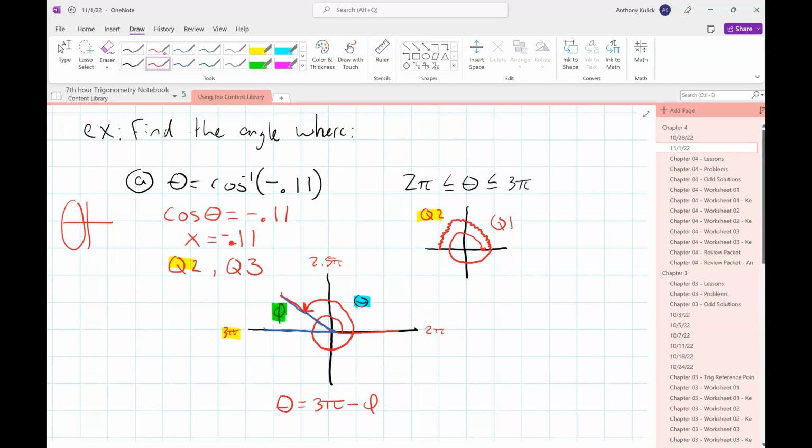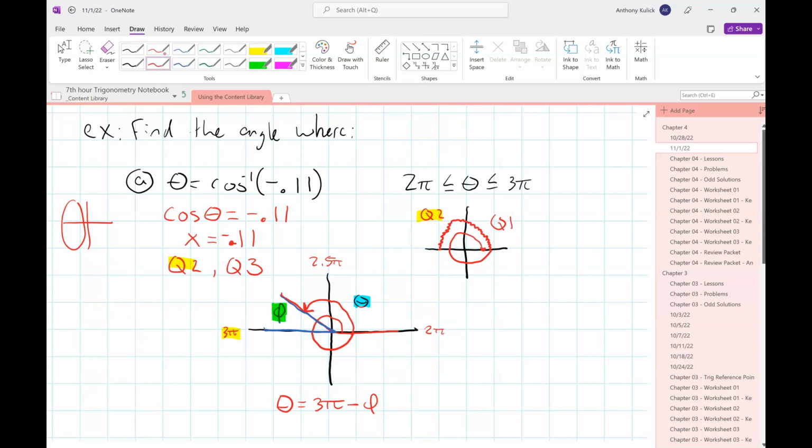Is everybody okay with that? So we said theta was smaller than 3 pi. So to find theta, we need to subtract something from 3 pi. What are we going to subtract from 3 pi? That angle phi, which is the rest of the way to 3 pi.